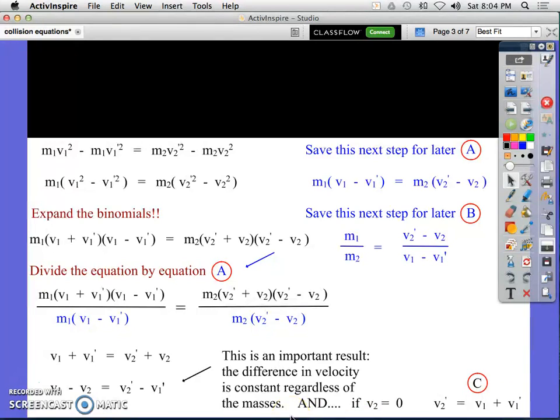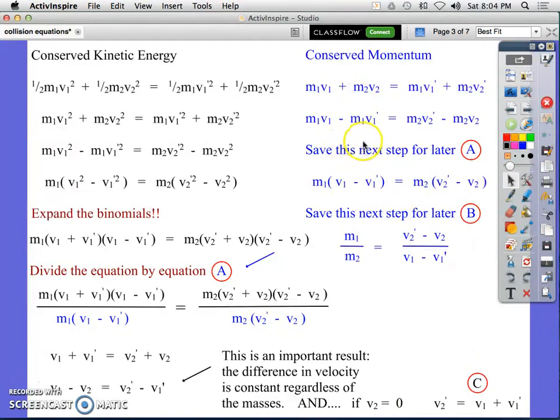Not sure how, I might have made a mistake there. Let me see here. No, I just said the wrong thing. Take this to the other side. v2 prime is equal to these two added together. That is going to come in handy. We're going to call that equation C. We're going to use it later. There's a lot of labeling, a lot of stuff for later.